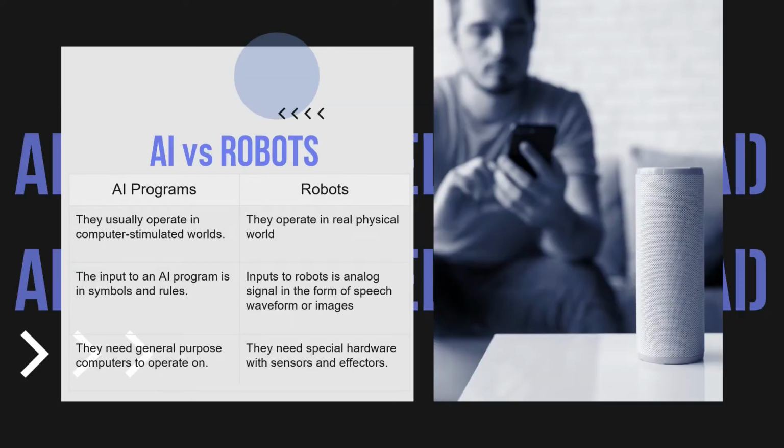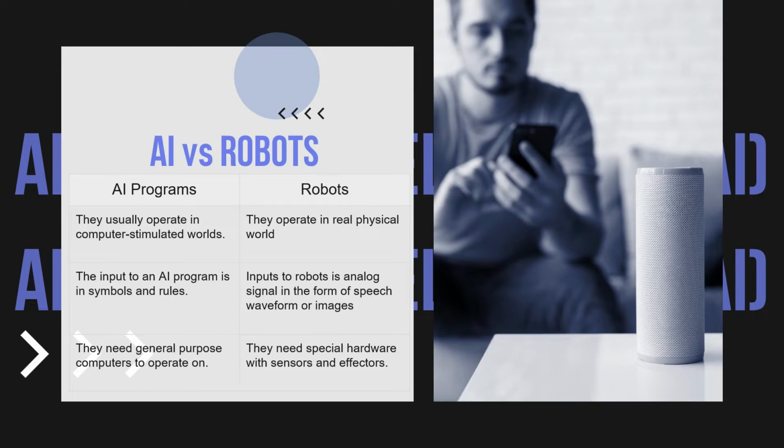Next, we will move on to the basic differences between artificial intelligence and robots. The first main difference between an AI and a robot is that AI works in a computer simulated world. That is, it works on a software setup. It is inside a machine. AI is fully inside a machine, whereas robots operate in the real physical world. It does work in a real physical world.